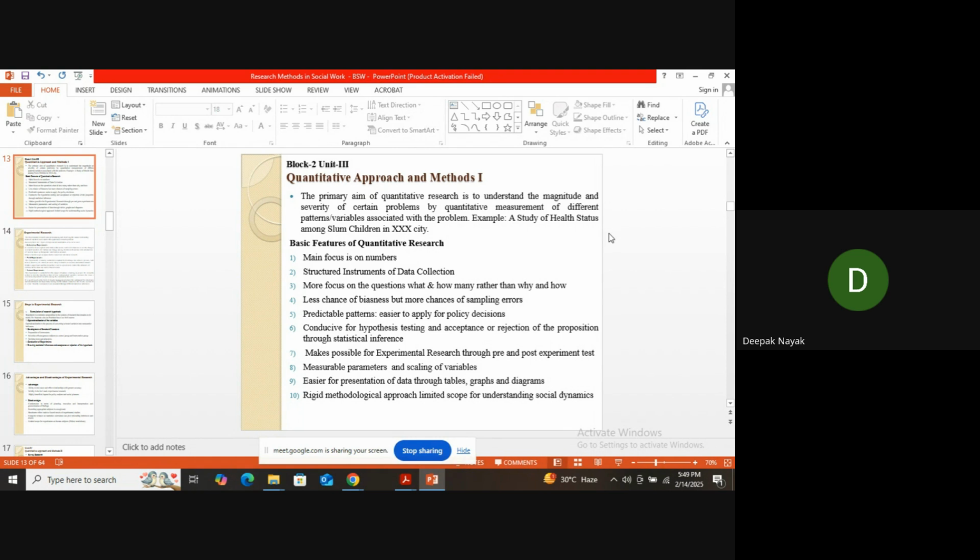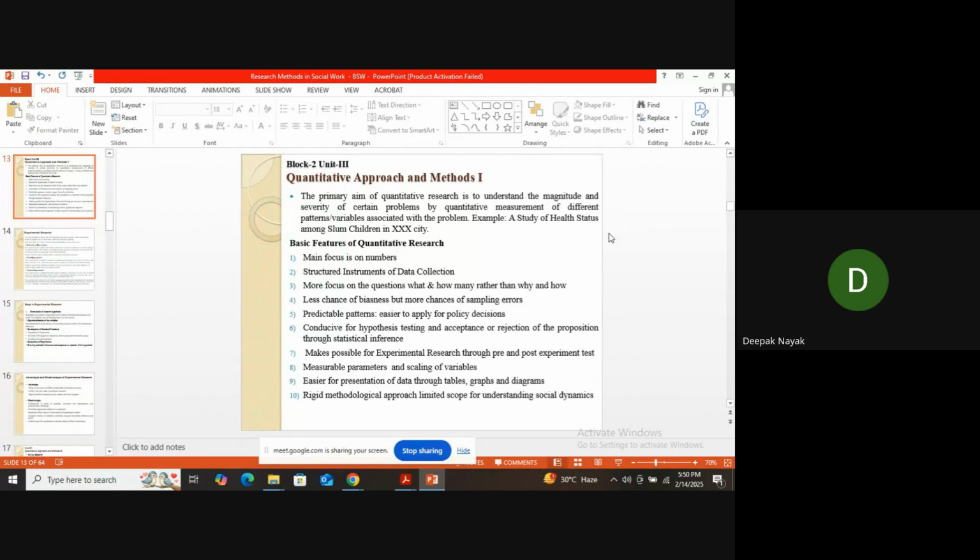Quantitative research looks at how many, to what extent, to what rate, to what percentage something happens to the people in the community or in a particular area. So that is the focus of quantitative research. That is one of the major features of quantitative research.